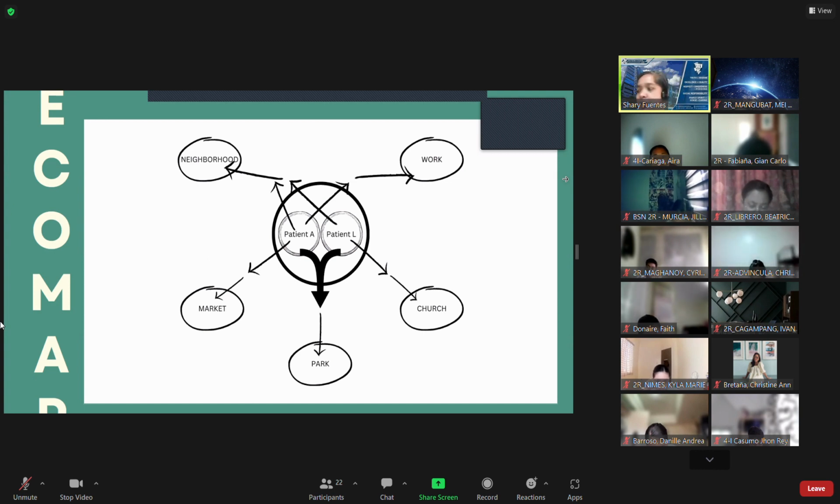So that is their main source of income. Now, as a tricycle driver, how would you present him in the EcoMap? Where does he work? And how does that differ from the neighborhood? What do you mean by them going to the neighborhood with an arrow? Where in the neighborhood do they go?